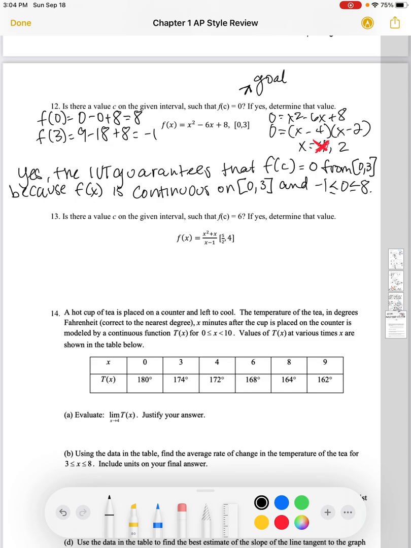So the last part we're going to put in this sentence is we're going to say f of c is equal to 0 when c is 2.